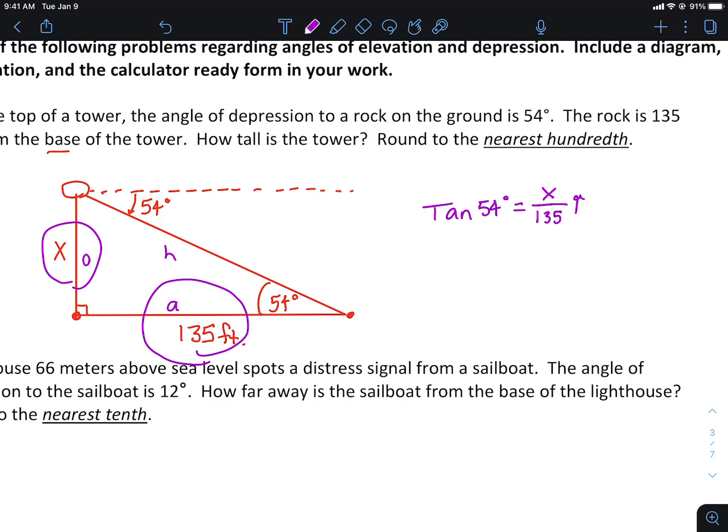X is in the numerator, which means to solve for X, we need to multiply both sides. And you can still cross multiply and divide, however you want to think about it. But that'll be 135 times tangent of 54 degrees.